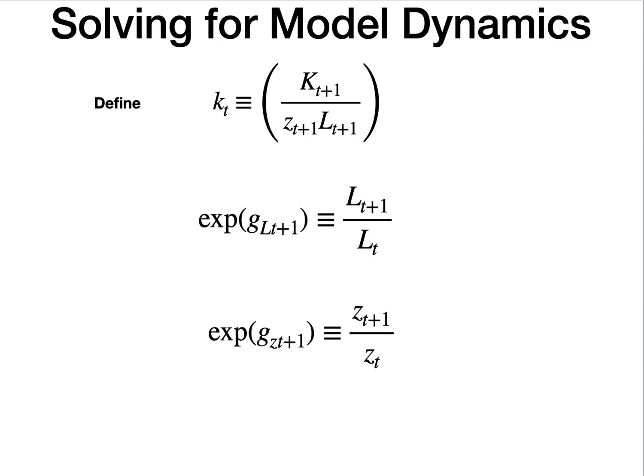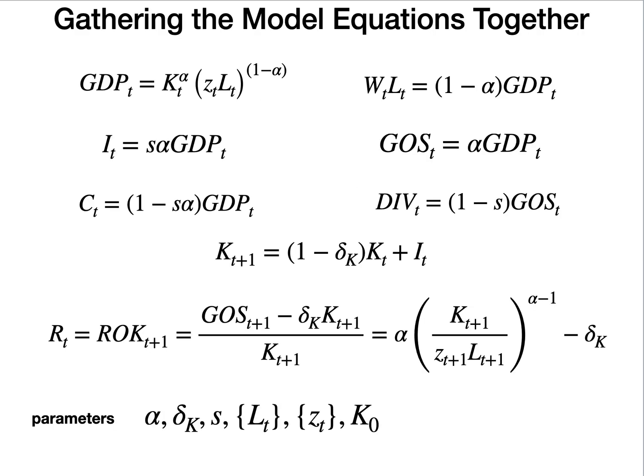If you remember at the end of the last video segment, we had a complete list of the equations of the model. We started off with output being determined by how much capital and effective labor there is, the product of Z and L, with the Cobb-Douglas production function. We used the fact that firms pay workers their marginal product of labor to get that the labor compensation is a constant fraction of this level of GDP, with a constant fraction being this labor share parameter.